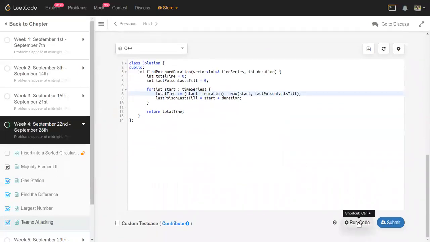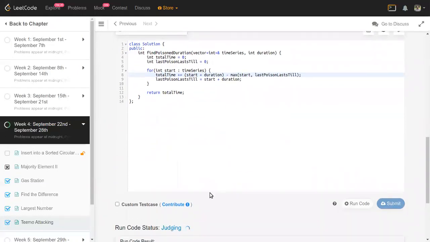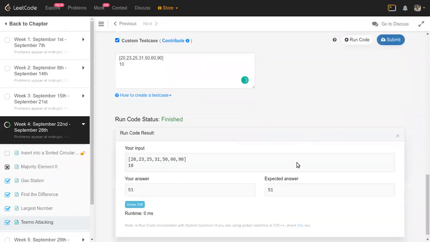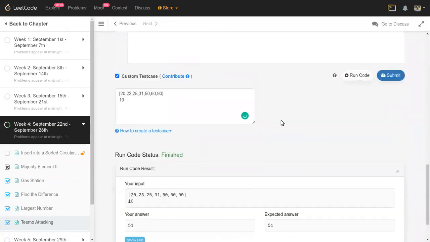So let's see whether it runs for the example they have given. So it works. Let's try for the example I am trying out, which looks like this. Start at 20, and then 23, and then 25, and 31, and then 50, and 60, and 90. Right? So the duration is going to be 10. So the answer should be 51, as we saw in the example. So 51, it is correct.